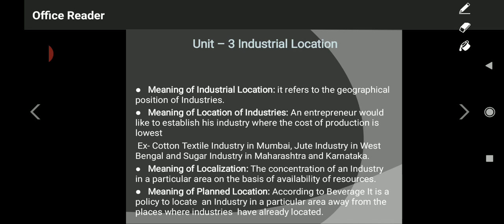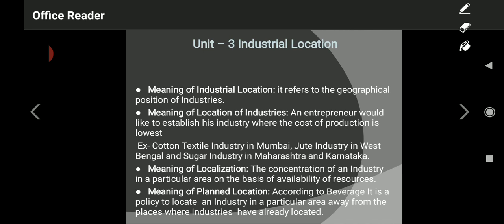Location of industries means an entrepreneur would like to establish his industry where the cost of production is lowest. Look at the meaning of localization. It is very interesting. Again, the concentration of an industry in a particular area on the basis of availability of resources. It means location of industries is related to cost of production and localization is related to availability of resources. These two things are very important when you are going to locate an industry. Which are those? Cost of production and availability of resources.